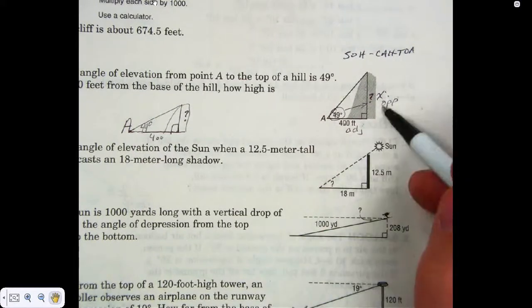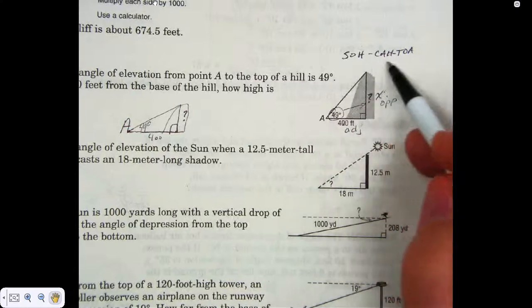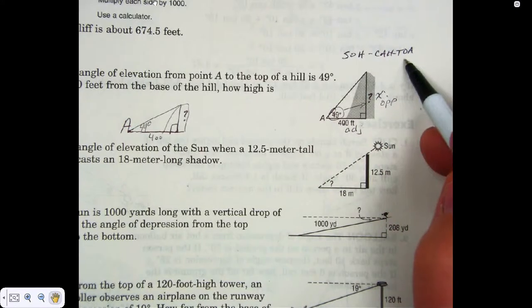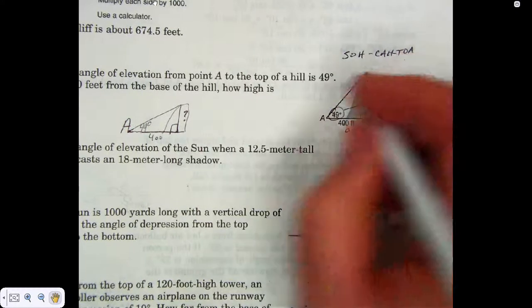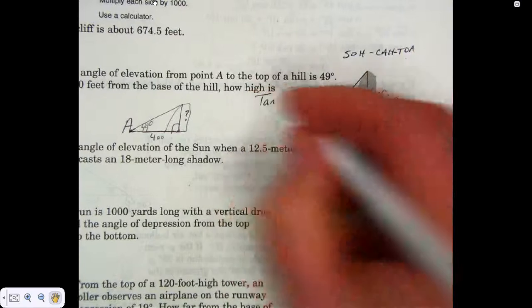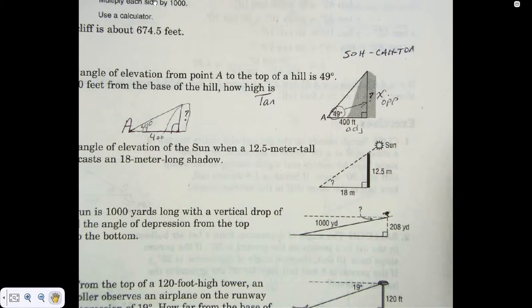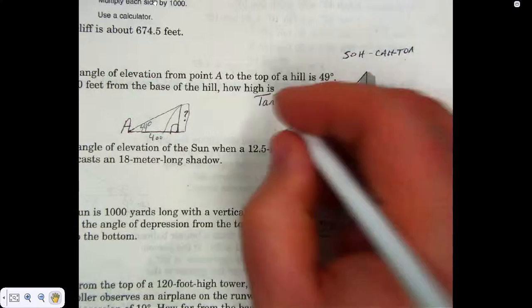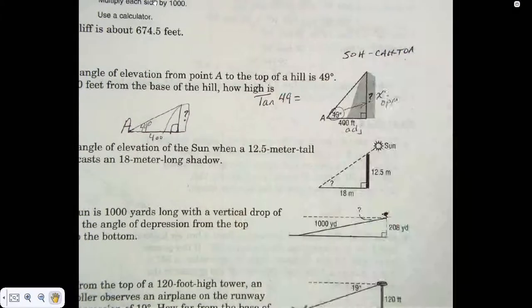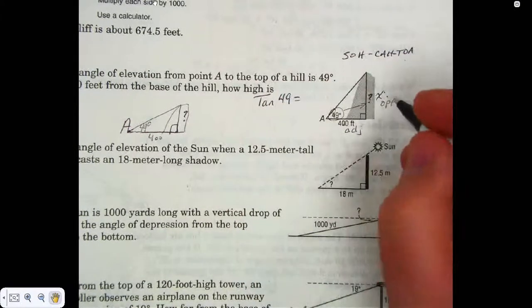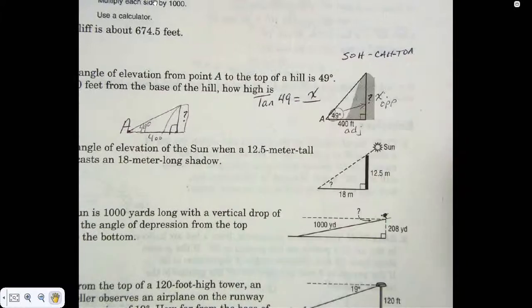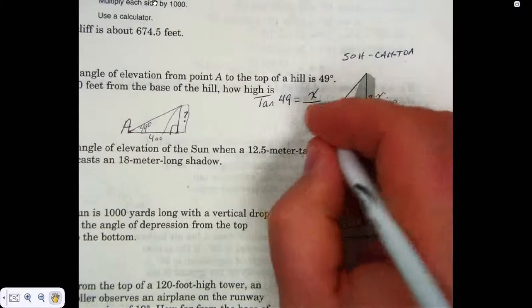Which one of these has an O and an A in it? TOA. So what trig function am I going to use here? Tangent. So tangent of what? It's always tangent, sine, cosine of an angle. Tangent of what angle? 49. Is equal to the opposite, which is X, over the adjacent, which is 400.